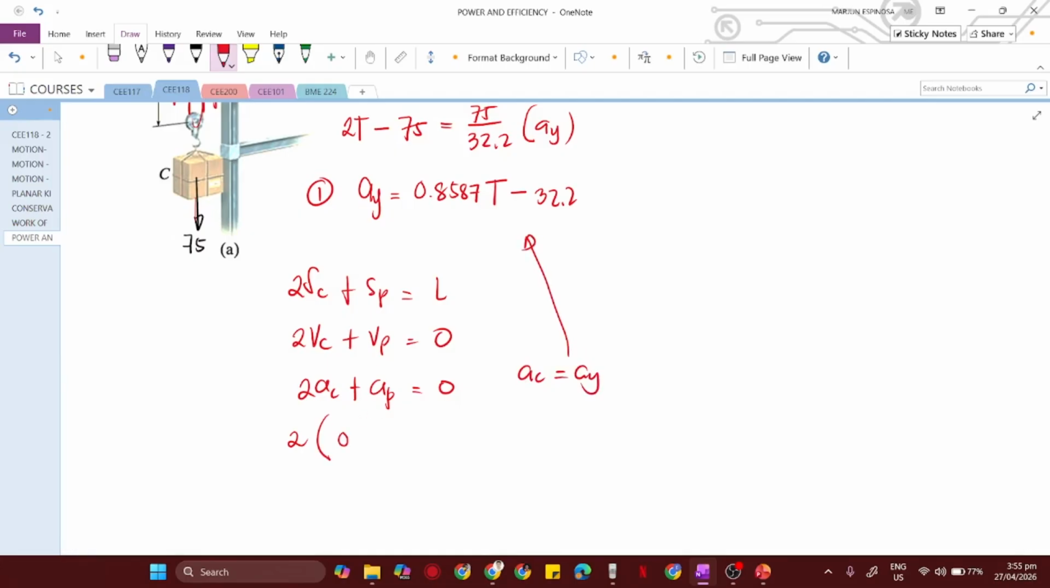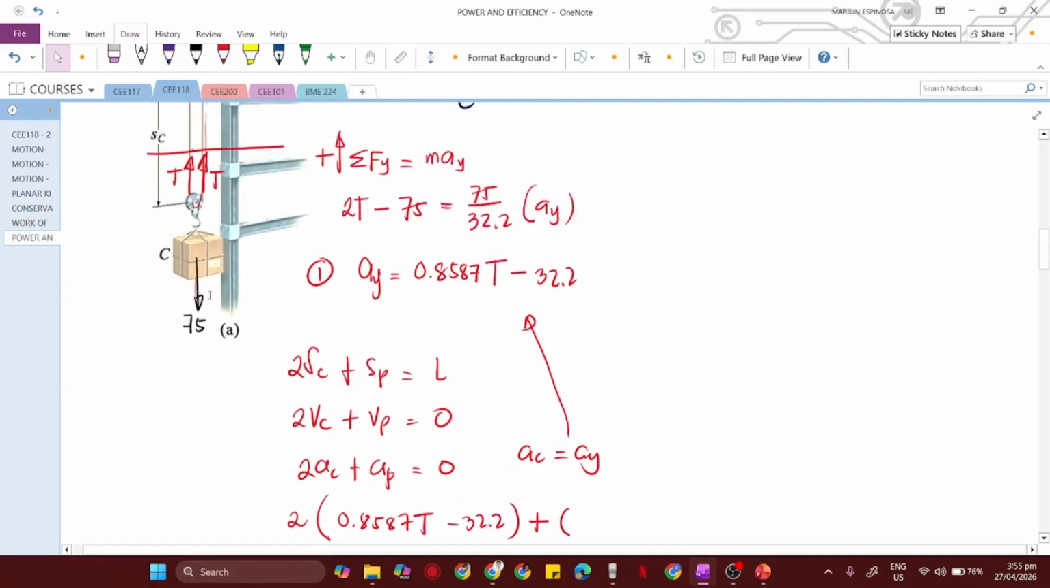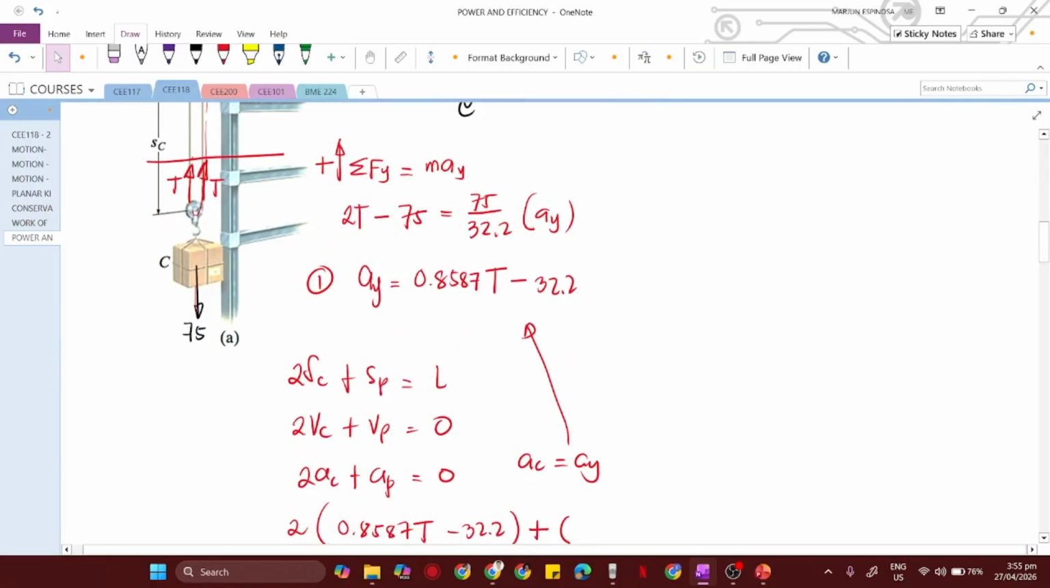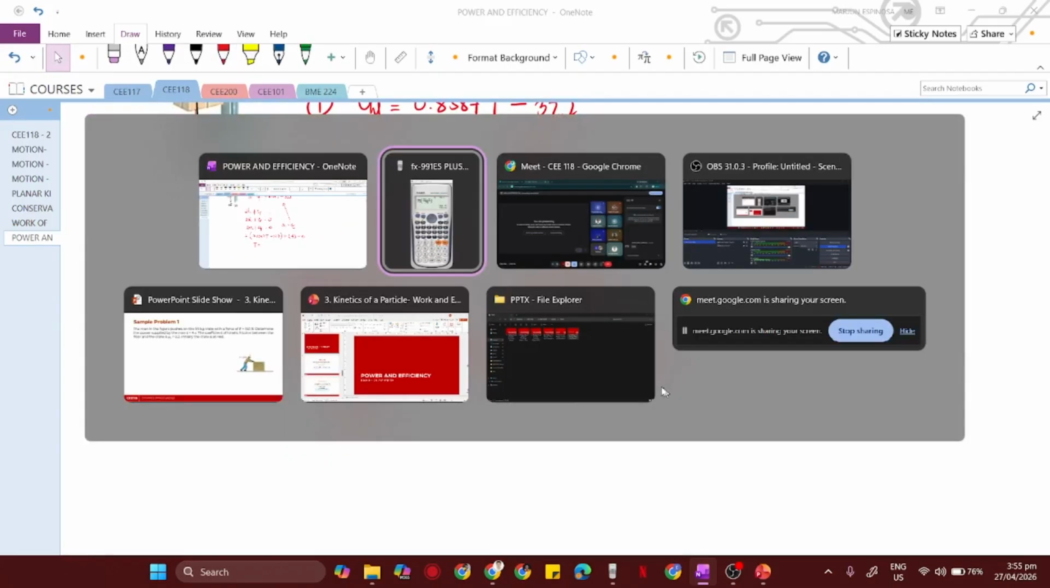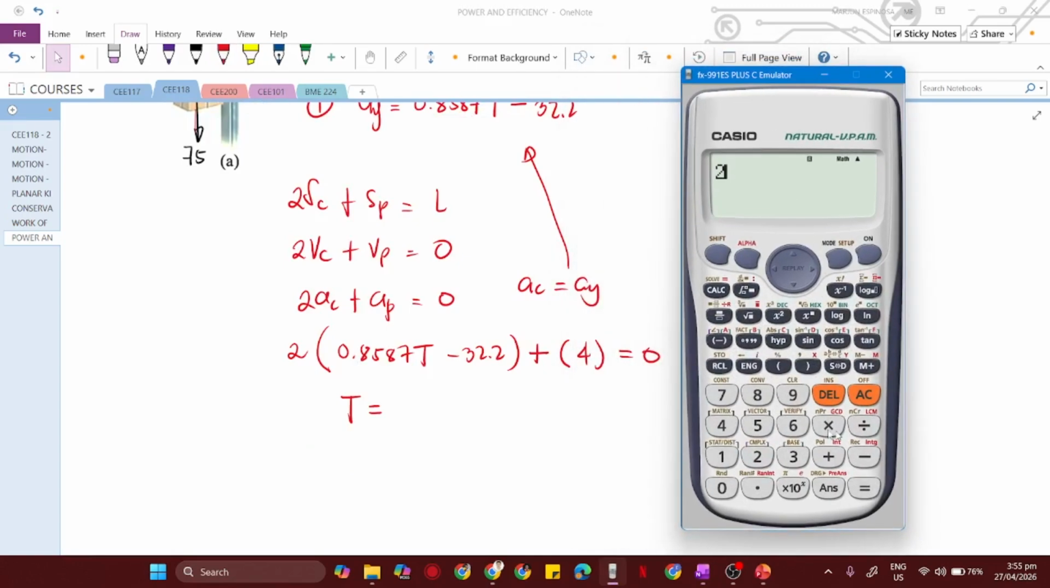Take note, c is equivalent to y in here. So, gawin natin 2 times (0.8587 T minus 32.2), then yung acceleration p, that is equivalent sa 4. Okay, so that makuha natin yung tension. Okay daw, pakikuha ng tension everyone. Tension is equivalent to, hello? Nandyan pa ba kayo? Paki-confirm naman. Okay. Shift solve, we get, for example, set natin. So, we get 35. Tama ba?